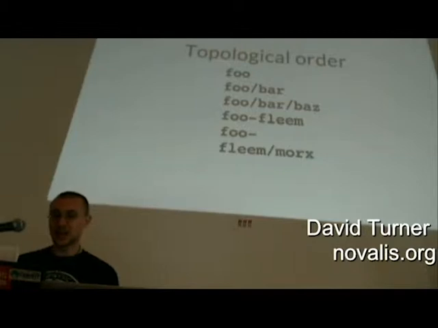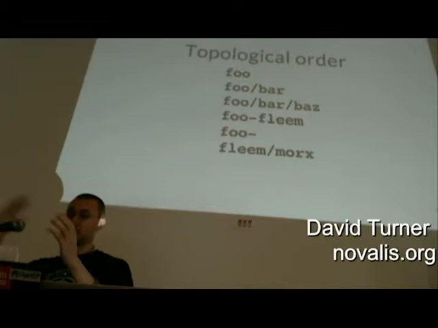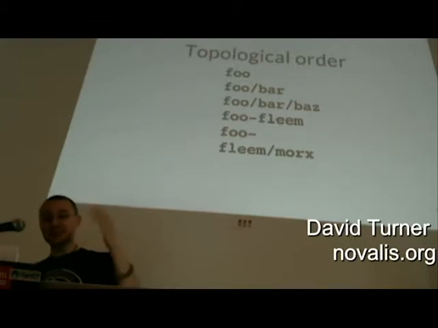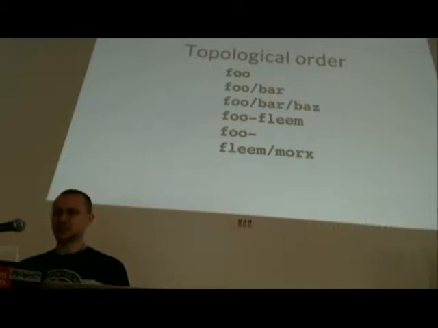Recently, I was hacking on Git, and I wanted to sort a list of paths. There was a constraint. The paths had to be sorted topologically, so that foo comes before foo/bar, comes before foo/bar/baz, and nothing comes in between foo and the first file inside foo. ASCII order doesn't quite achieve this, because dash comes before slash, so foo-flee would come after foo, but before foo/bar.